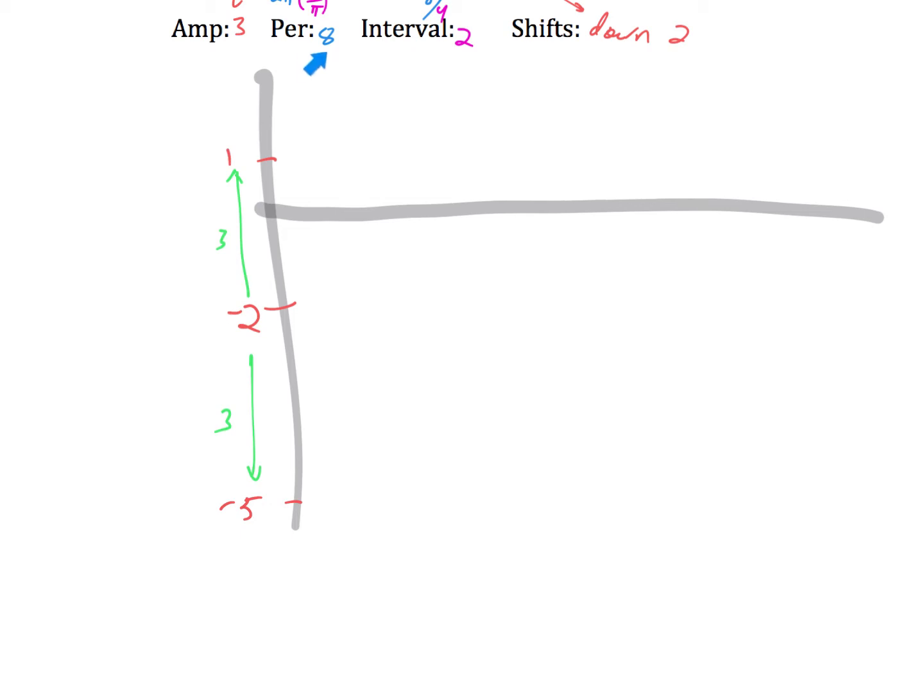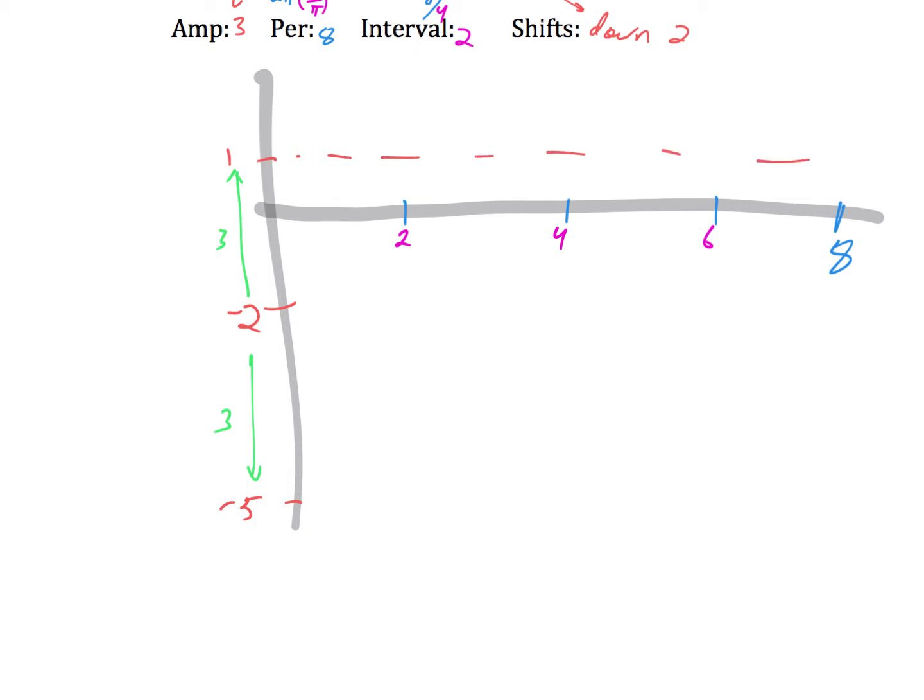My period for this function was 8, so that's going to go all the way at the end. And then I need my intervals, so I'll chop that segment in half and chop each half in half. And we count up by our interval here of 2. So 2, 4, 6, and then we already know 8. All right, hard part's over.